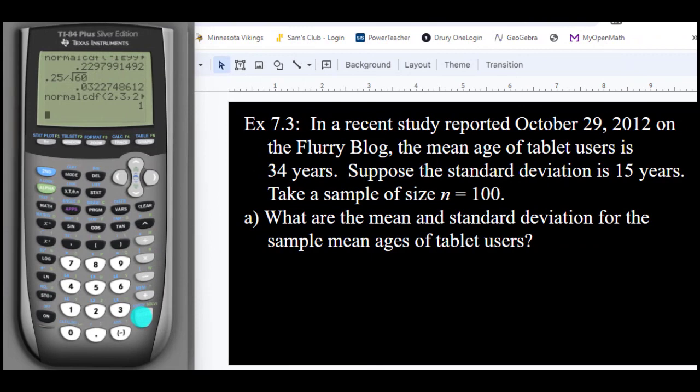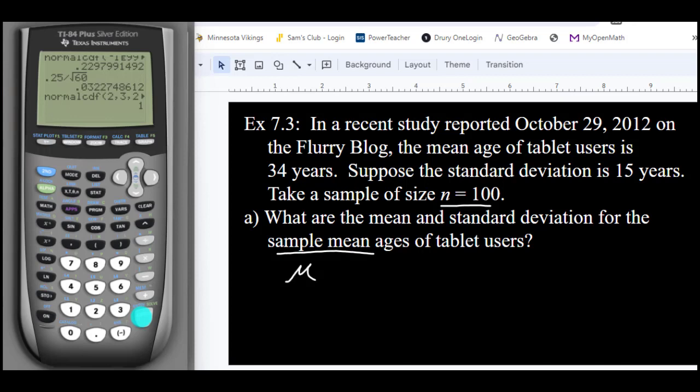Example 7.3, in a recent study reported on October 29th, 2012 on the Flurry blog, the mean age of tablet users is 34 years. Suppose the standard deviation is 15 years, take a sample size of 100. So again, with that information, it's greater than 30. We know it's going to be a normal distribution. We're going to be dealing with the sample mean here. So what are the mean and standard deviation for the sample mean ages?